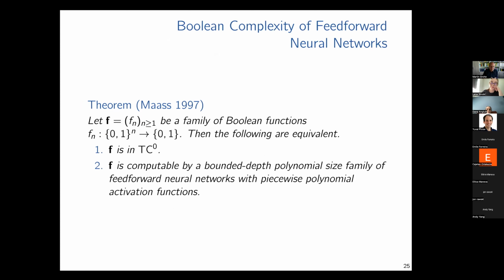This is actually a really nice paper where this result is from. And he says, okay, let's look at a family of Boolean functions or a language. Then the following are equivalent. This family is in TC0 if and only if it is computable by a bounded depth polynomial size family of feed-forward neural networks with piecewise polynomial activation functions. What makes this interesting is that the weights of these neural networks can be arbitrary real numbers.